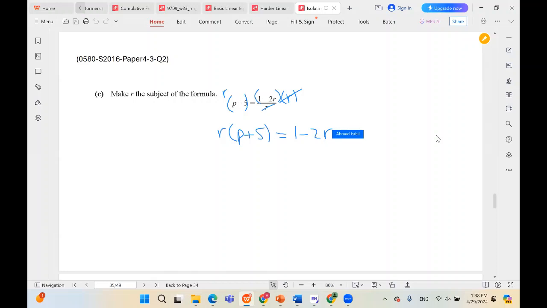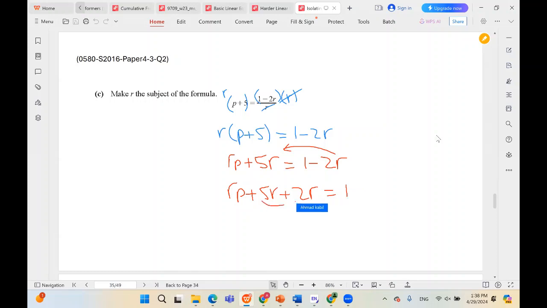Then we will expand the left-hand side, so rp plus 5r equals 1 minus 2r. And then we want to take all the terms that have r on the same side, so let's just take this here. So we will have rp plus 5r plus 2r equals 1. 5r plus 2r gives us 7r. So rp plus 7r equals 1.